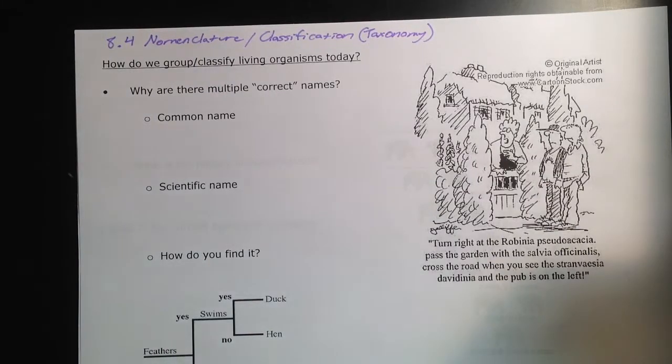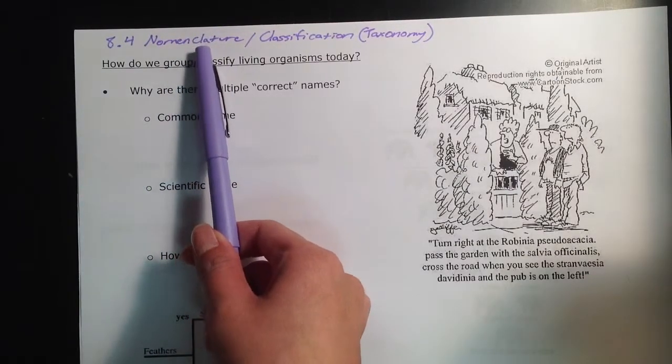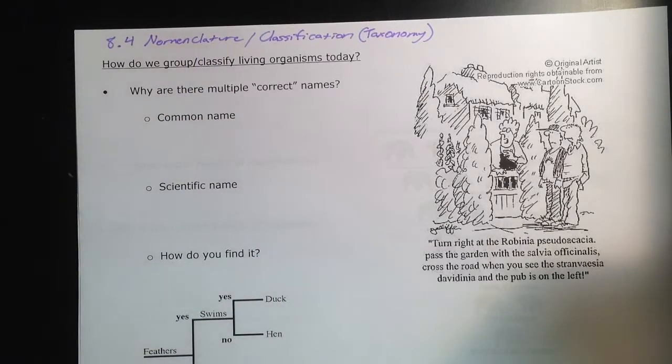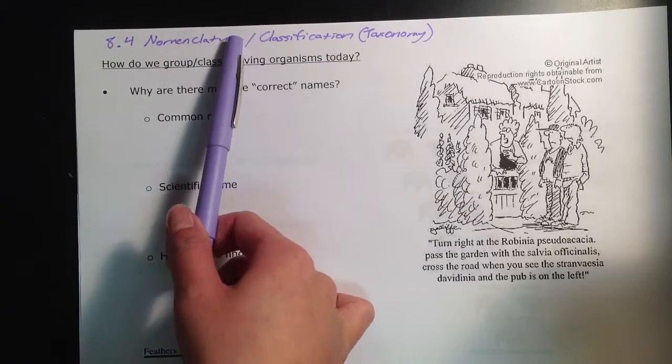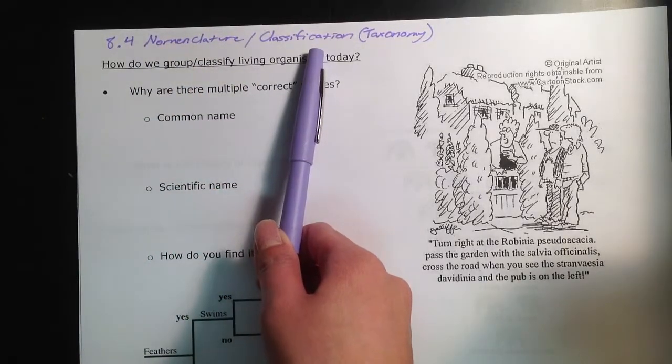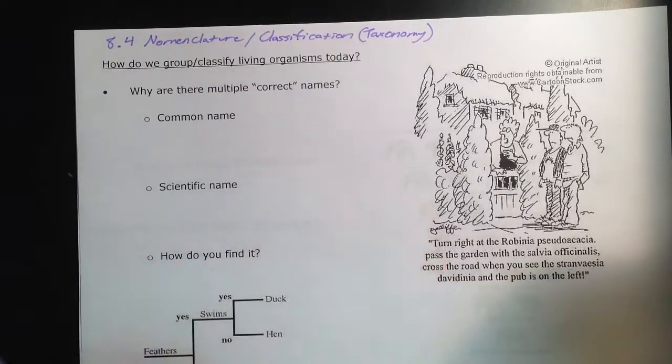So in section 8.4, we're looking at nomenclature and classification of organisms. Nomenclature actually refers to the system of naming that we use. We now use something known as binomial nomenclature that you guys have probably remembered from Bio 1. But the system of naming is based on how we classify organisms and what taxa we put those in.